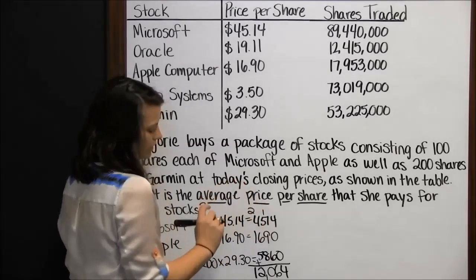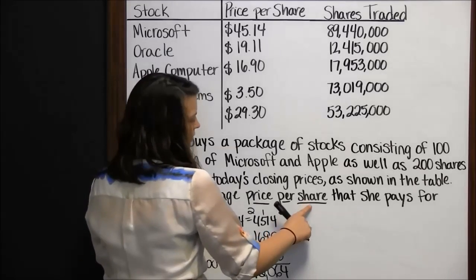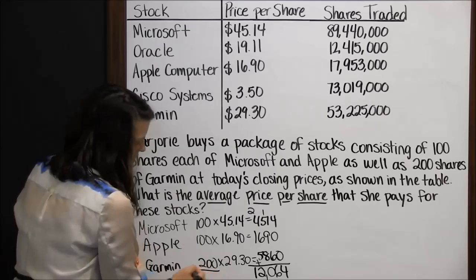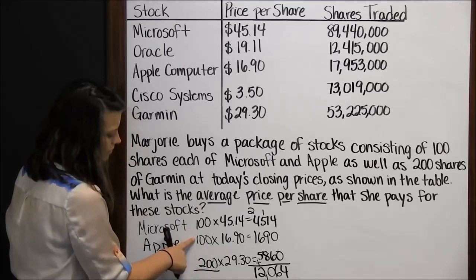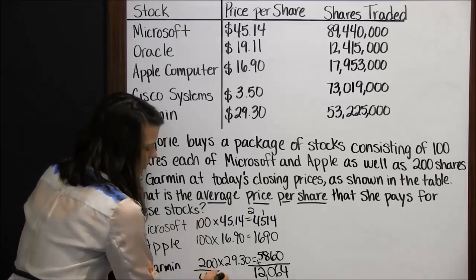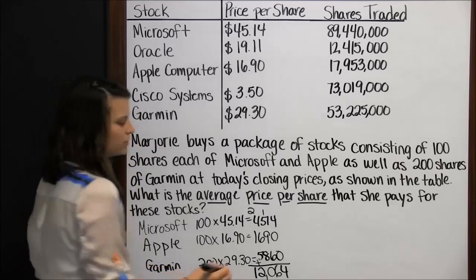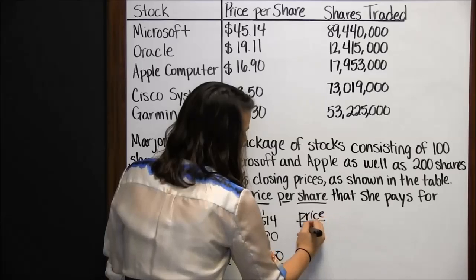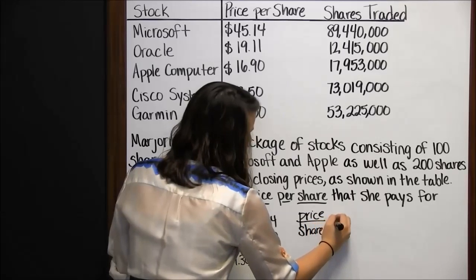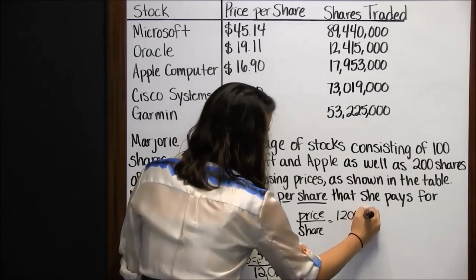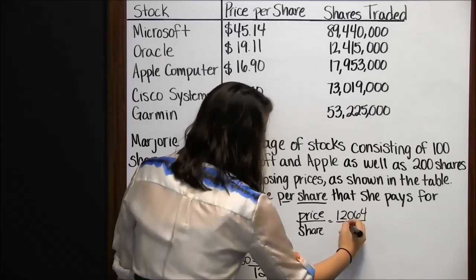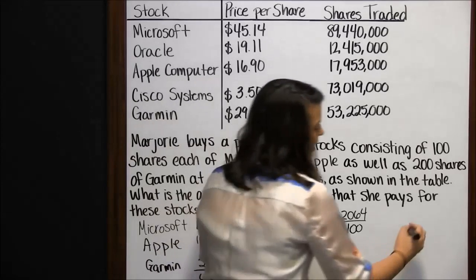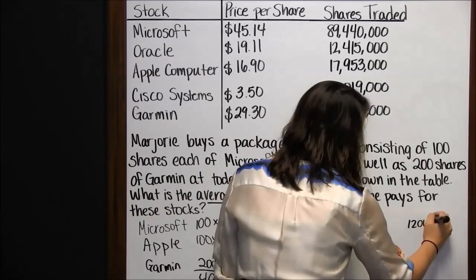That's our price. Now we need to find our shares. And that total can be found right here. Just add these up. 200 plus 100 plus 100. That's a total of 400 shares. So the average price per share would be $12,064 divided by 400 shares. So all we have to do is divide those two numbers.